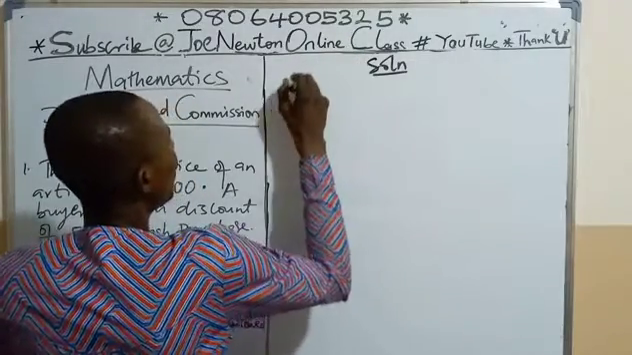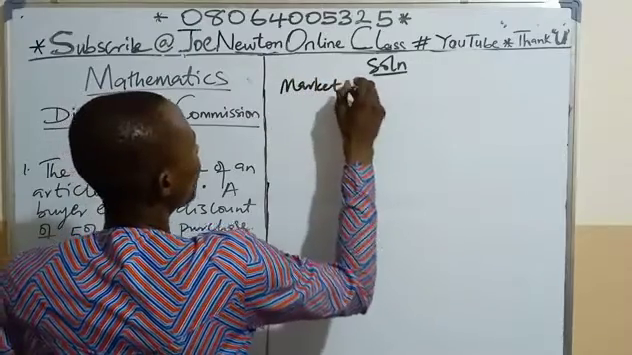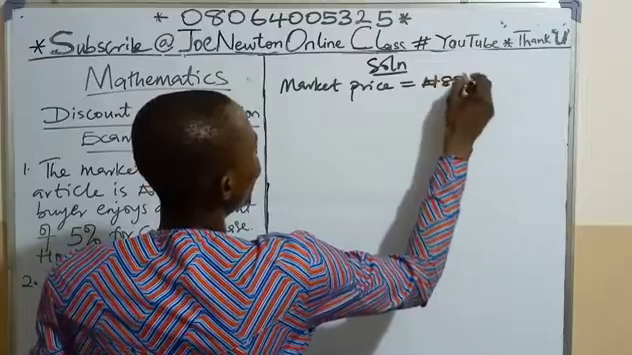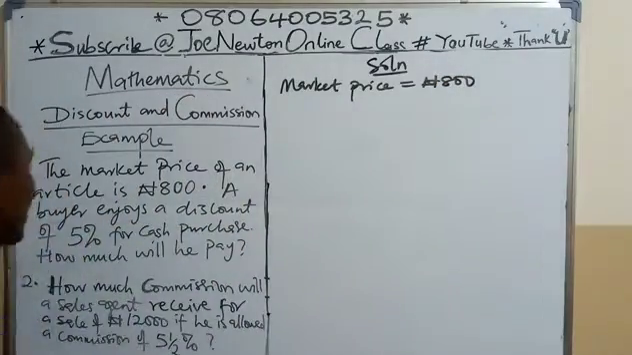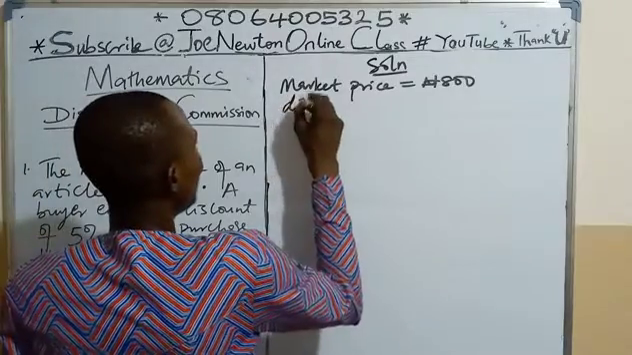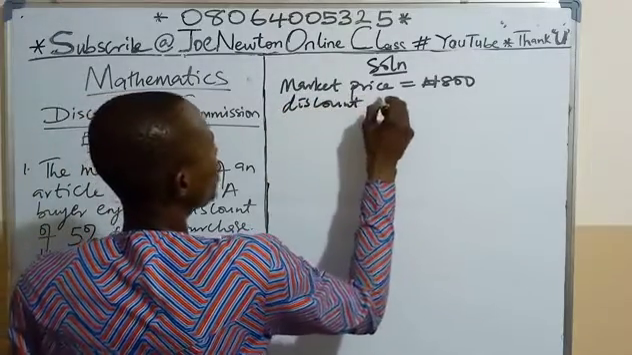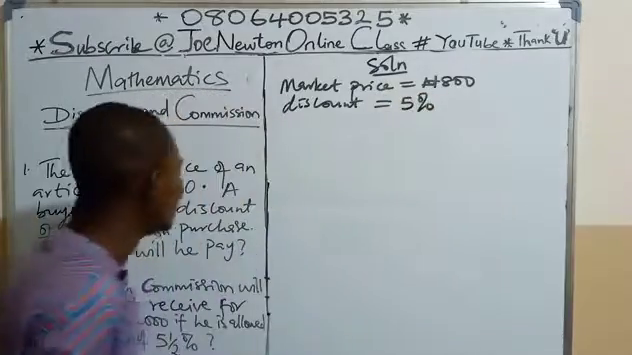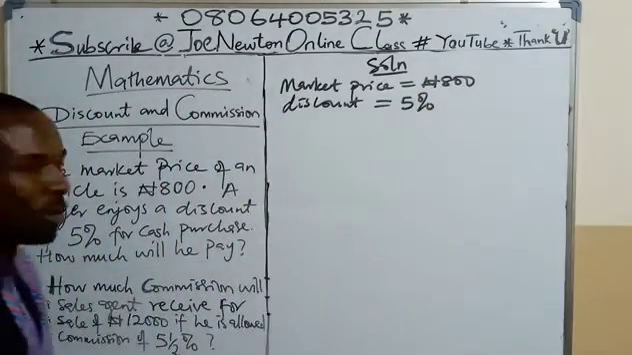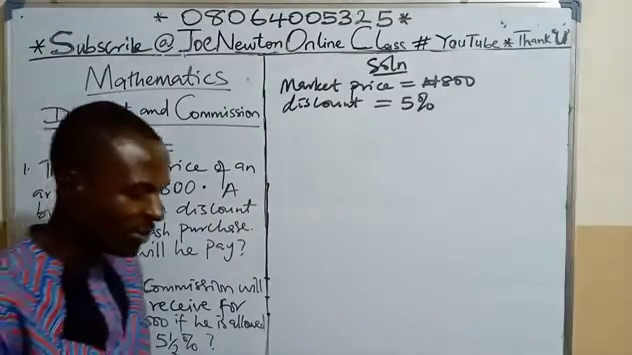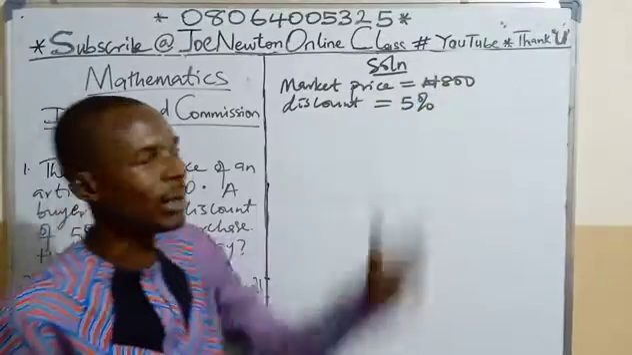So, market price is given as 800 naira. Then, a buyer enjoys the discount of 5%. Then, we are asked to calculate not the discount in cash, but how much the person will pay. Of course, we know that the person is going to pay something less than 800 naira.